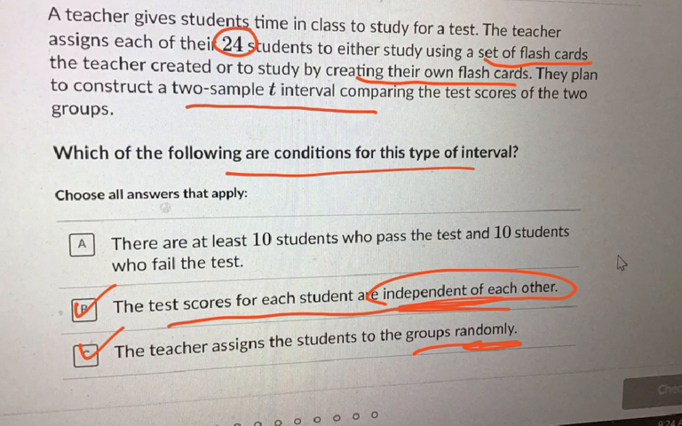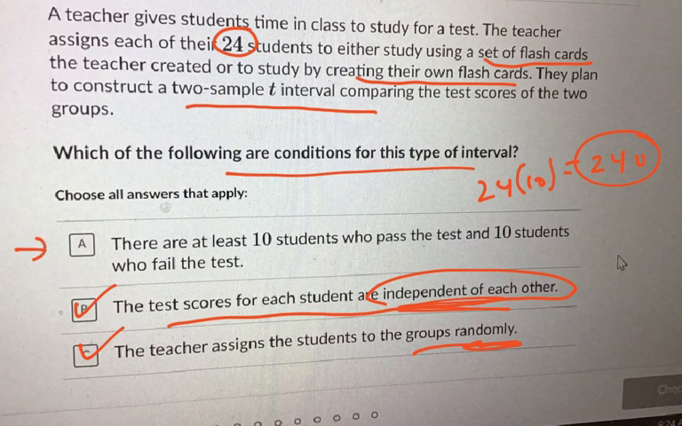But remember the independence test. If I have 24, I times by 10, is it safe to say that there's 240 or more students? I'm assuming that this is a high school at least or college maybe, right? And so I think that's a pretty safe bet.